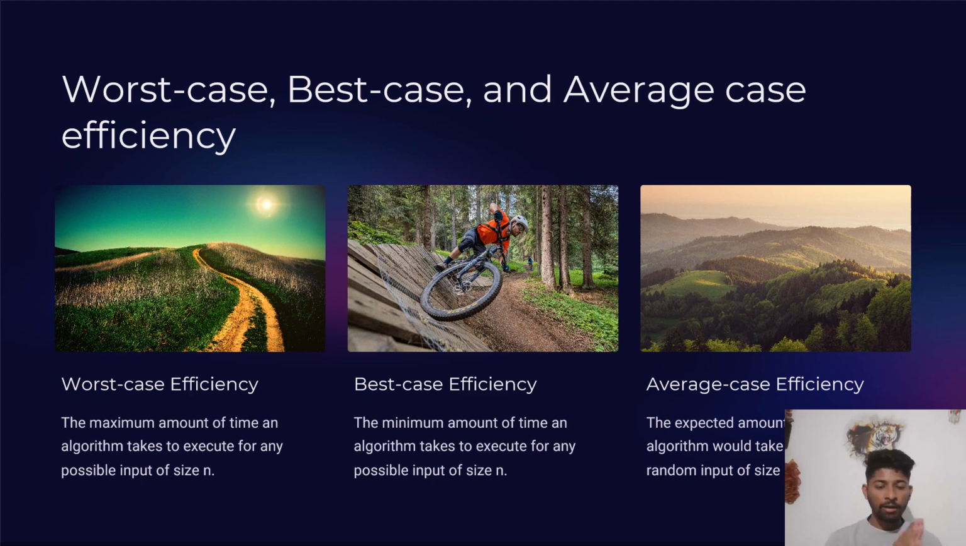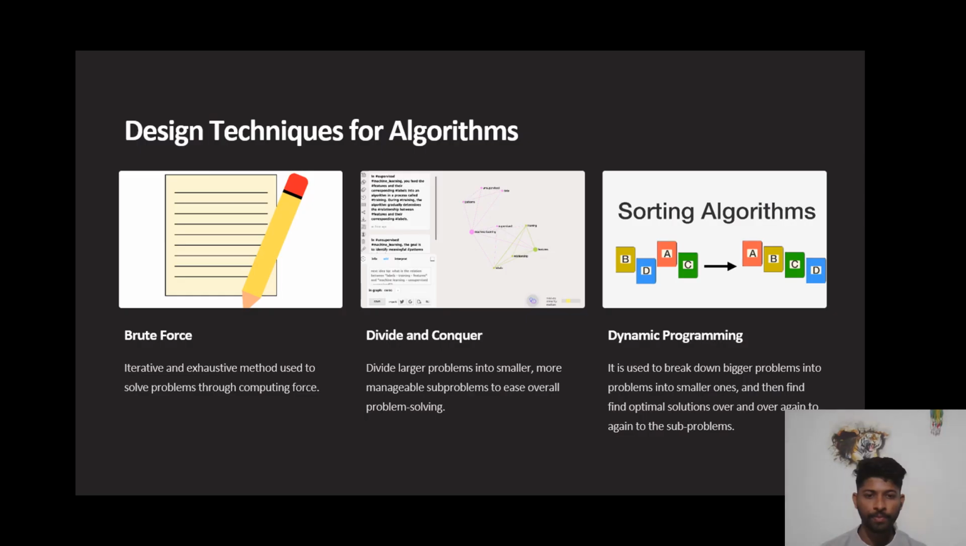So, when the algorithm takes the maximum amount of time, it is worst case. When it takes the minimum amount of time, it's the best case. And when the output comes in the expected amount of time, then it is the average case efficiency.